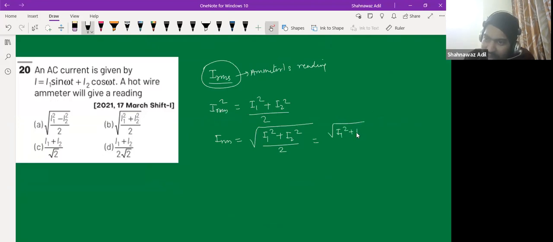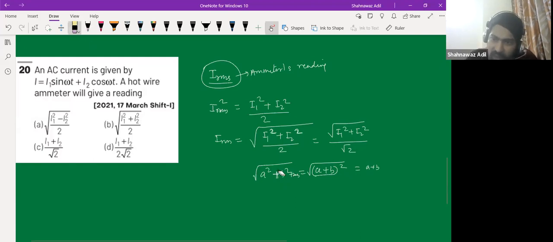Again, look carefully. Which is this option? B, right? How is this the whole square? This is not the whole square. This is the individual square. This is a square plus b square, and we cannot take a square plus b square as a plus b, because that is the whole square. If it had been plus 2ab, then it would have been root of a plus b whole square, and then we could take it. But this is the individual square, right?